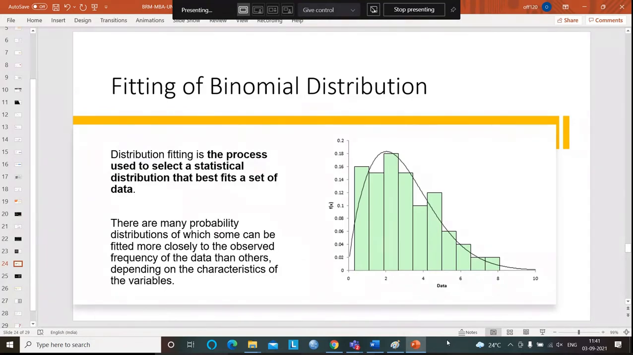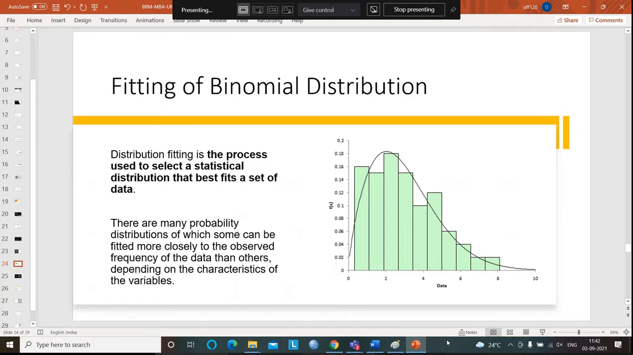Now, the concept of fitting of binomial distribution. Fitting of binomial distribution is nothing but we will be given a particular distribution in a problem. We will be given some x values and the probability of occurrence of those values will also be given. That means the frequency or the occurrence of the values will be given to us. So we have to verify whether this is the best fit for the binomial distribution, or it is a best fit for any other distribution.